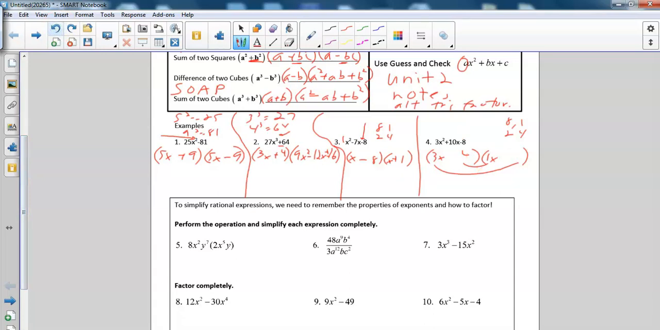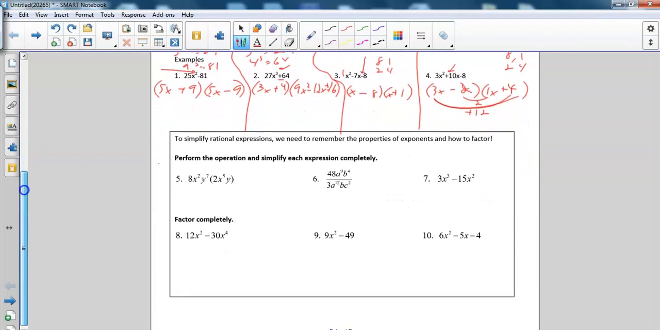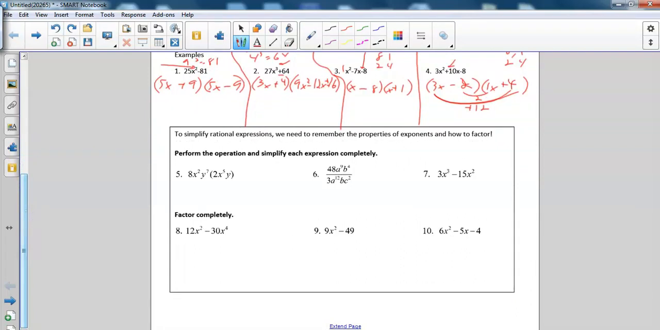So now I'm going to try 2 and 4. 4 times 3 is 12, 2 times 1 is 2. Now, 12 minus 2 does give me 10, and 2 minus 12 gives me negative 10. What do I want? A positive 10. Therefore, I want a positive 12. I follow the line, positive, negative. 3x minus 2 times x plus 4.